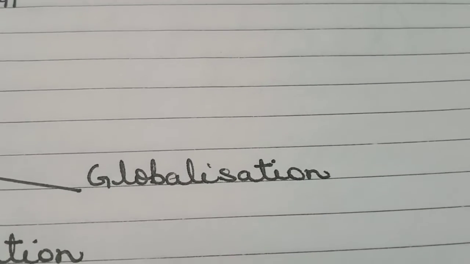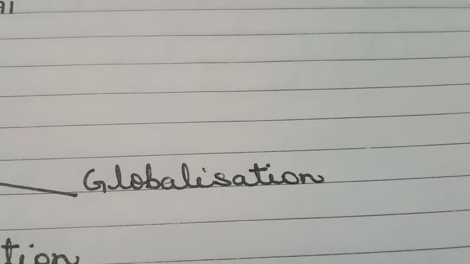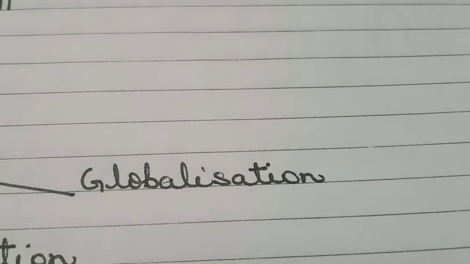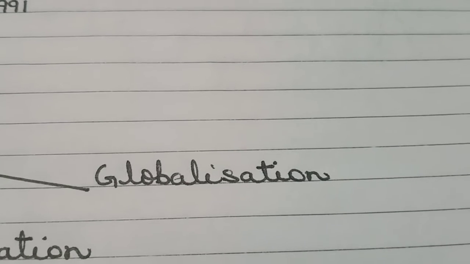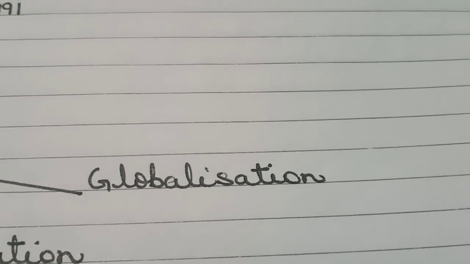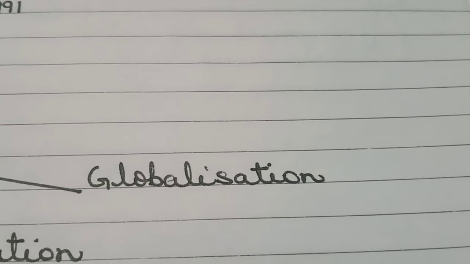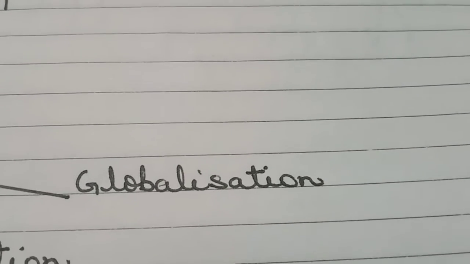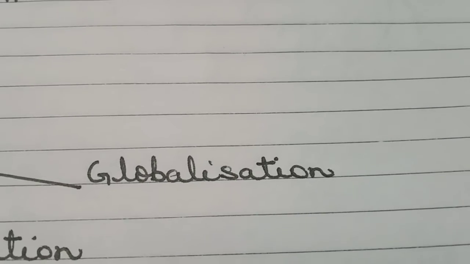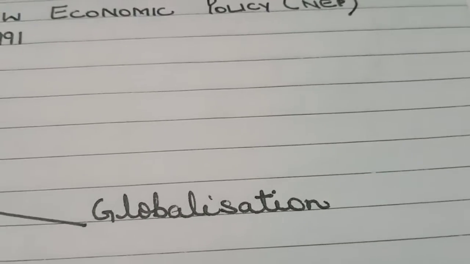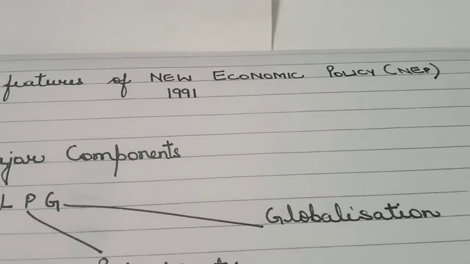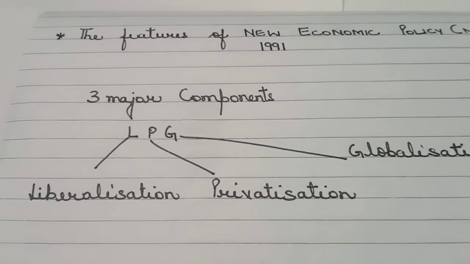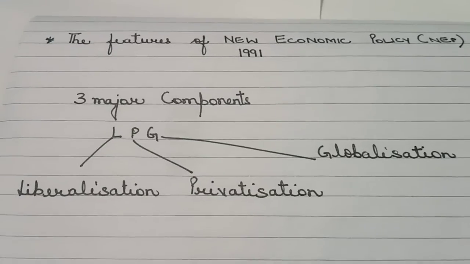So as a result of globalization, children, physical boundaries and political boundaries remained no barrier for any business enterprise, and the whole world became a global village. So globalization involved a greater interaction and interdependence among the various nations of the global economy. The three major components of the new economic policy are L, P and G: liberalization, privatization and globalization.